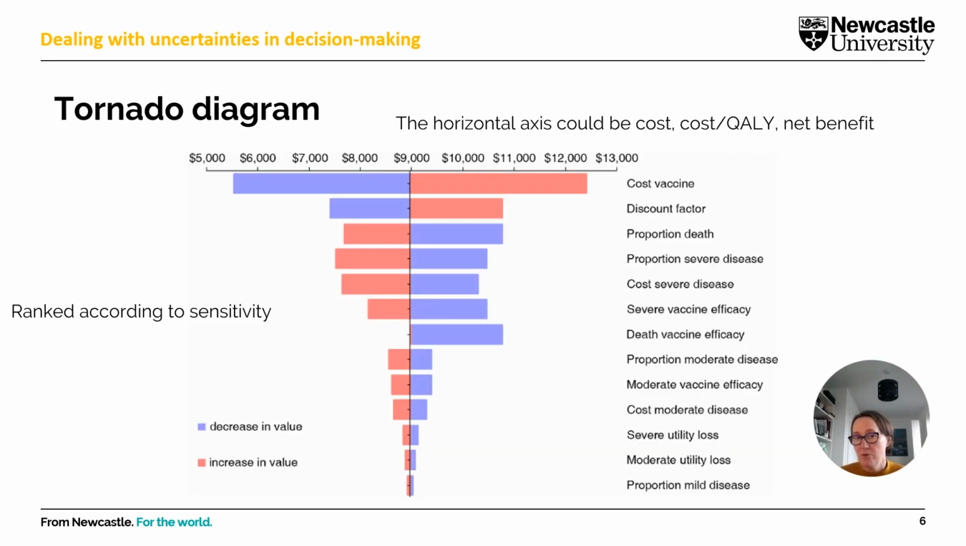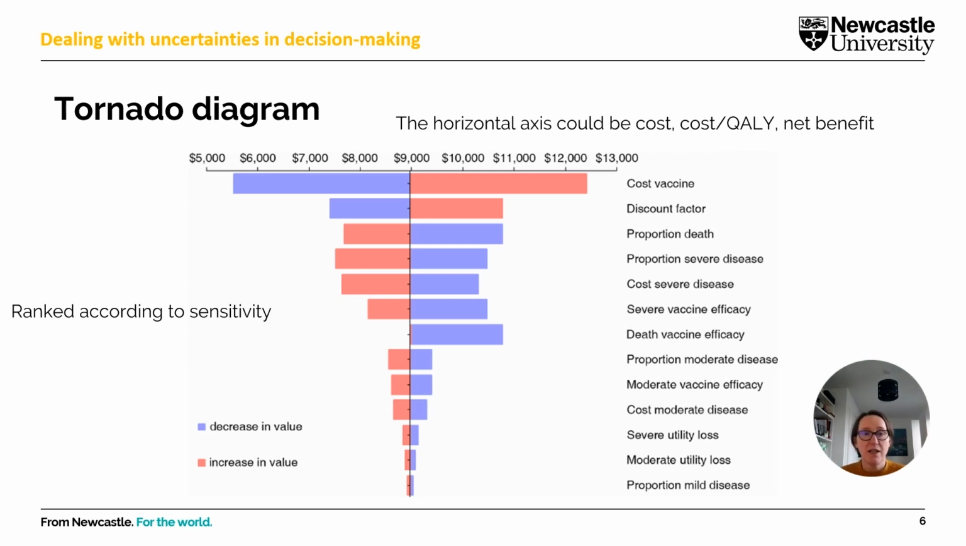Results are presented in a number of ways, most commonly in the two-headed plot, often called a tornado plot. The plot allows us to rank the variables tested according to sensitivity. The horizontal axis represents either cost, ICER, or net benefit. So again, this is related to the outcome of your model, your outcome of interest. You could vary it depending on the analysis you need to undertake and what you are interested in.